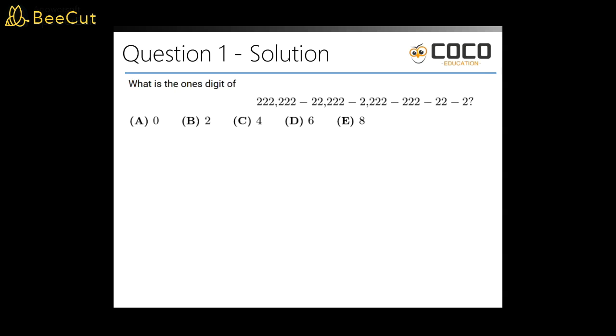Right, let's take a look at the first question. So they want us to find the ones digit. Right. So we take the ones digit of each number. These are all digit 2.